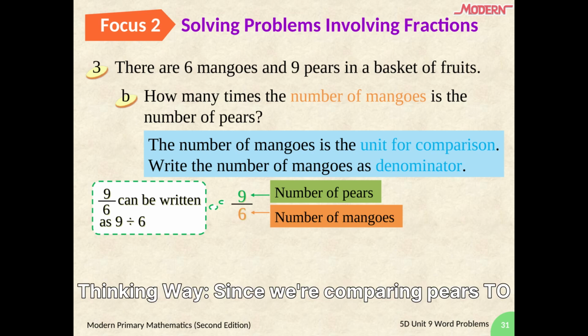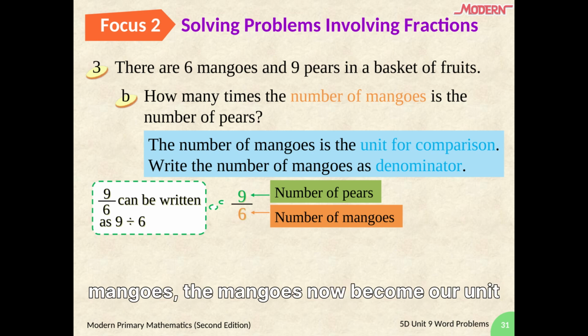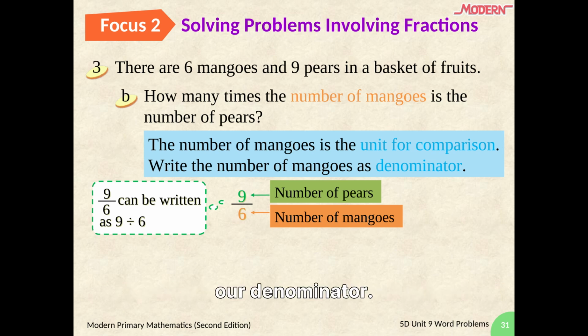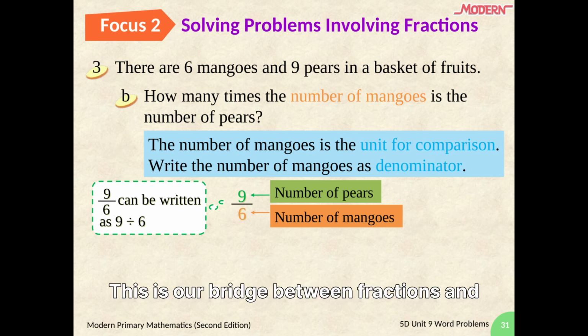Thinking way. Since we're comparing pears to mangoes, the mangoes now become our unit for comparison. This means the number of mangoes is our denominator. The number of pears is 9 and mangoes is 6, so the calculation is 9 divided by 6. Notice how the larger number is now the numerator. Know how? 9 over 6 can be written as 9 divided by 6. This is our bridge between fractions and division.